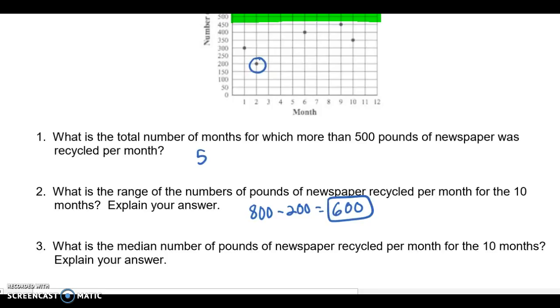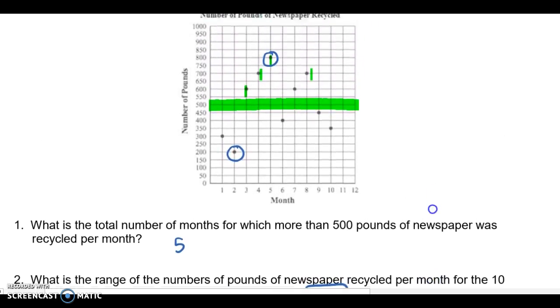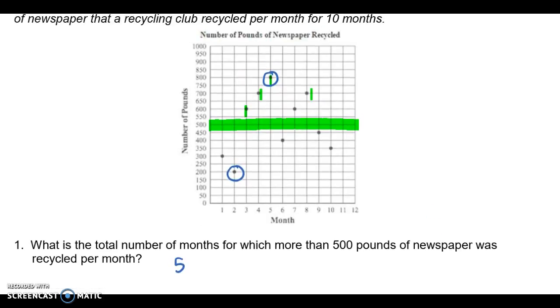Question 3 says, what's the median number of pounds? The median is the middle. So to do this, we're going to start crossing off data points from the top and the bottom. Again, we're looking vertically, not horizontally. So we want to know, what's our high point? Well, it's 800, and our low point is 200, so we get rid of those.